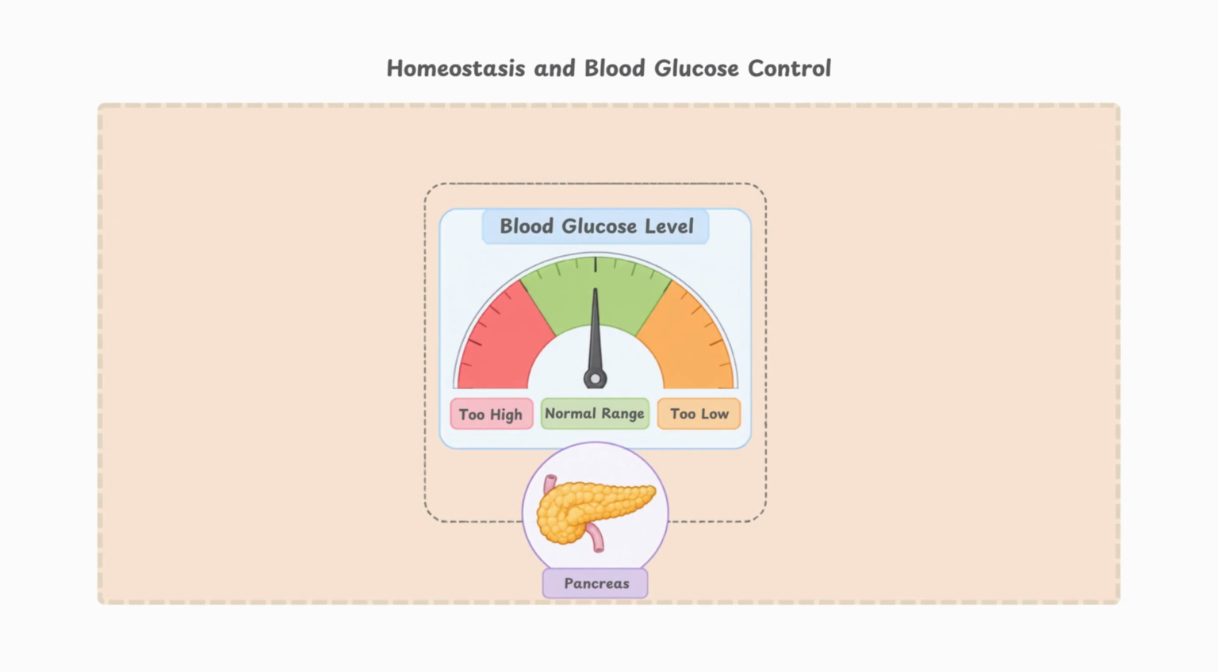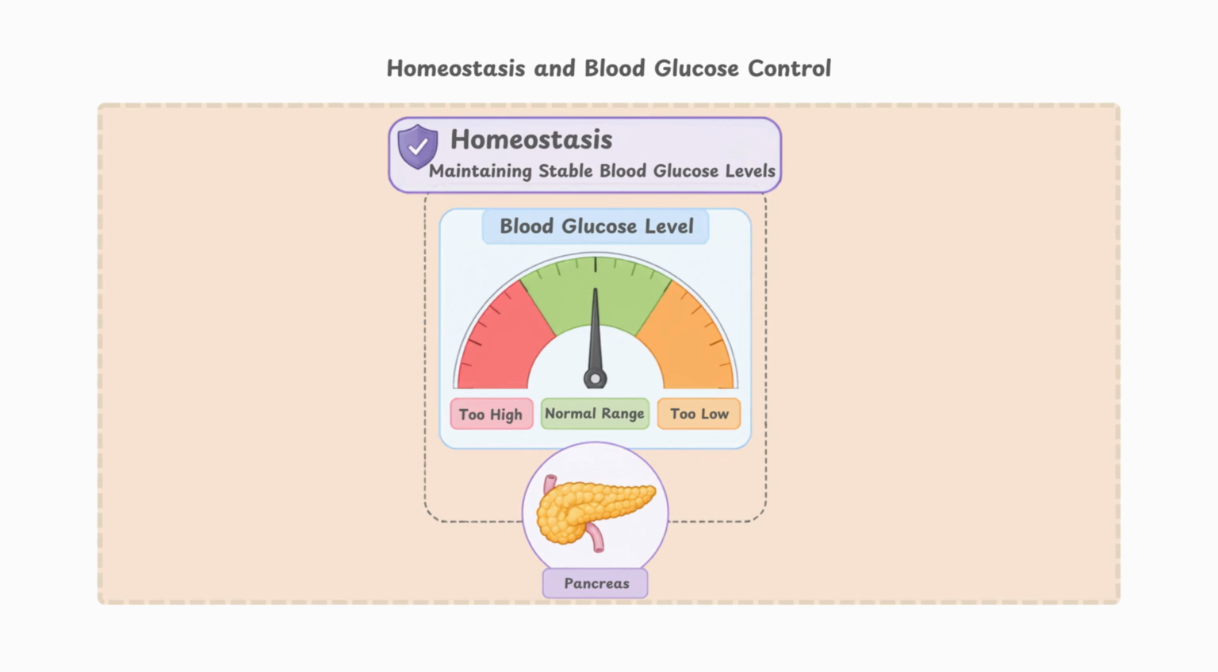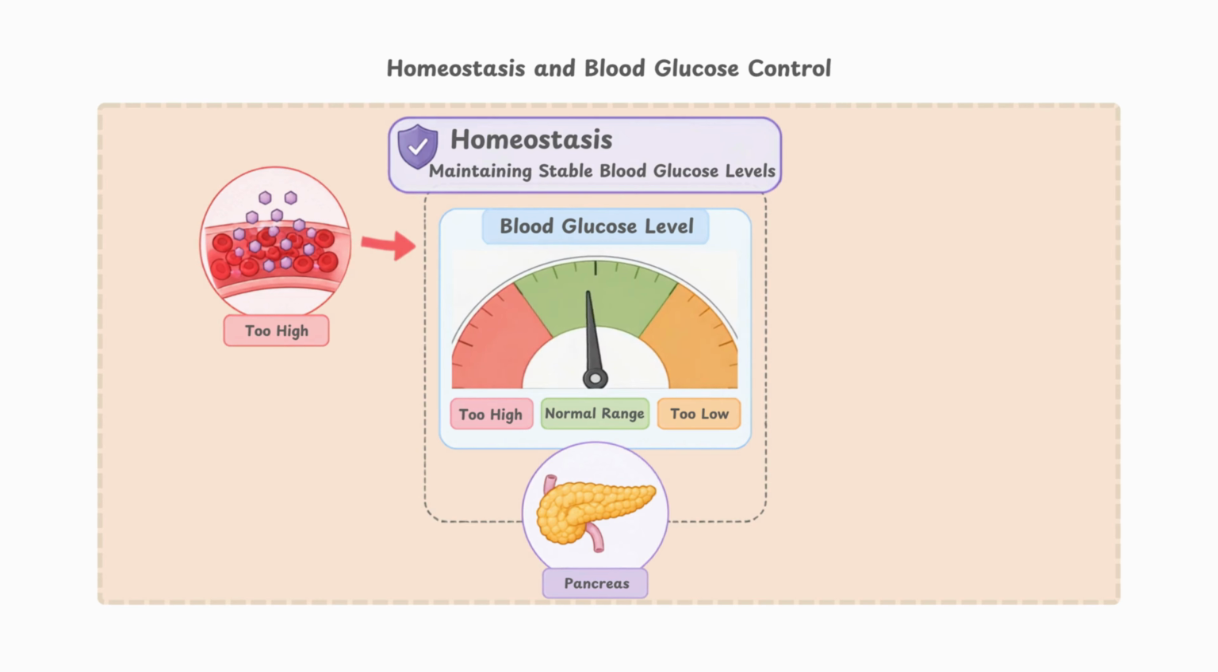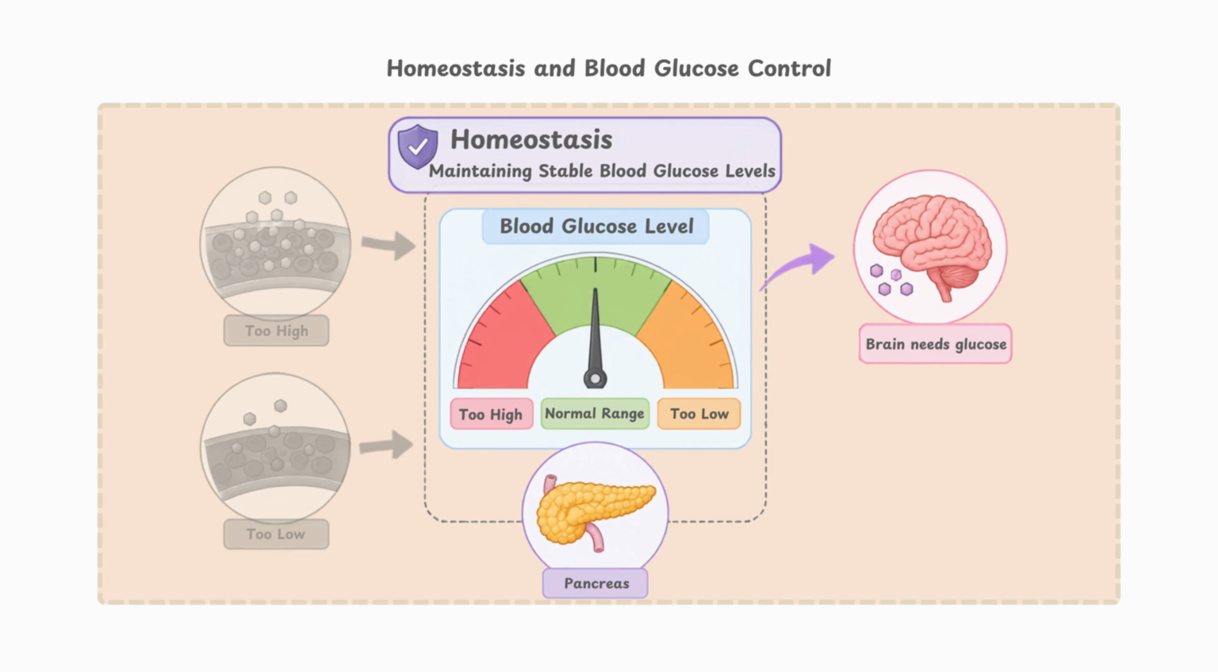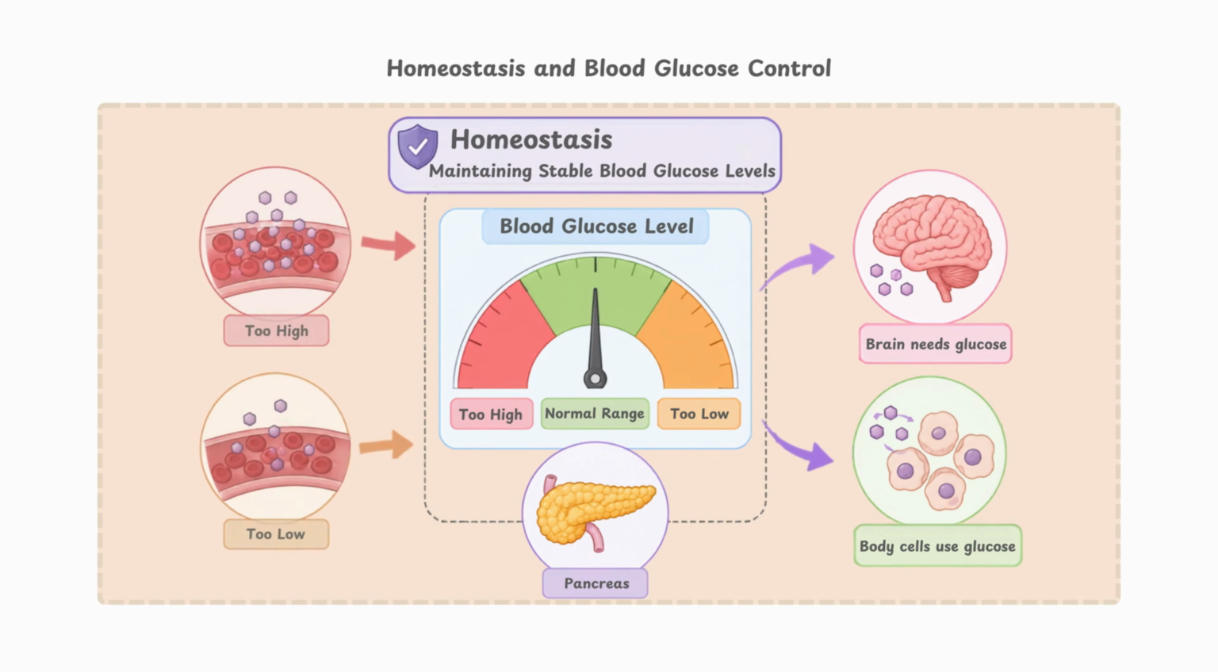Blood glucose concentration must be kept within a narrow range. This is part of homeostasis, which means maintaining stable internal conditions inside the body. But why is this so important? If blood glucose becomes too high, water may leave cells by osmosis, causing the cells to become dehydrated. If blood glucose becomes too low, the brain may not receive enough glucose for respiration. This can lead to unconsciousness and serious health consequences. For this reason, the body carefully regulates blood glucose levels using hormones produced by the pancreas.